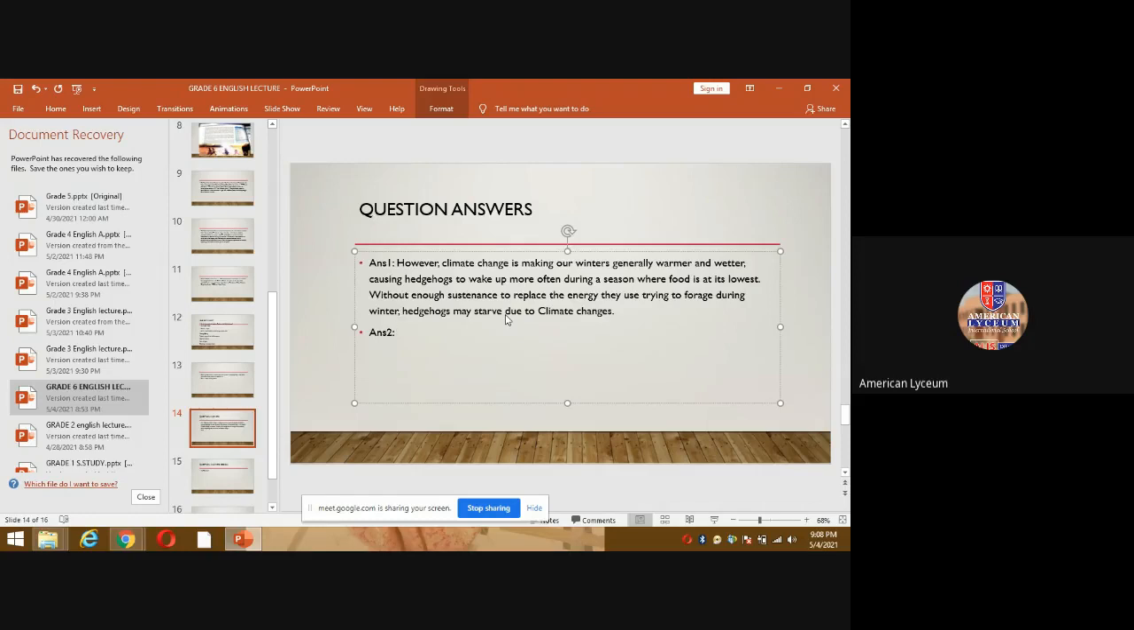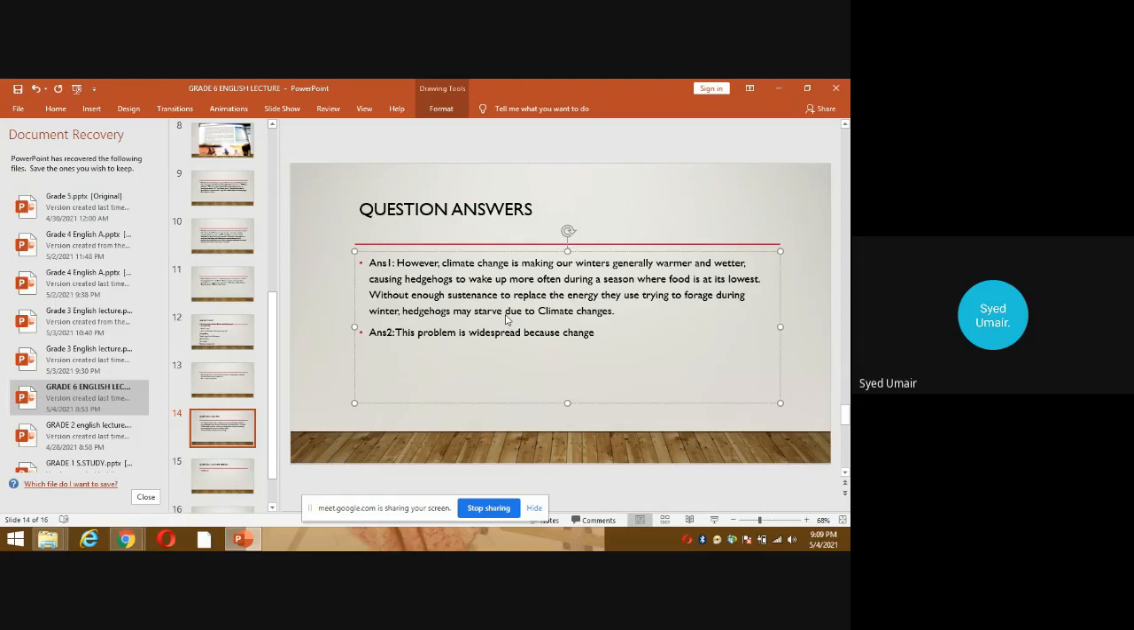Okay, so let's write the answer. This problem is widespread because of climate change. So you can take a screenshot of these question answers, or you can write it later. Or I will also send you on WhatsApp.